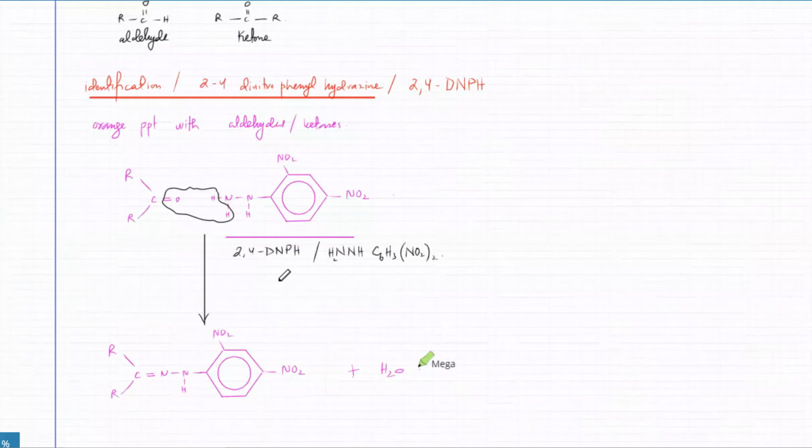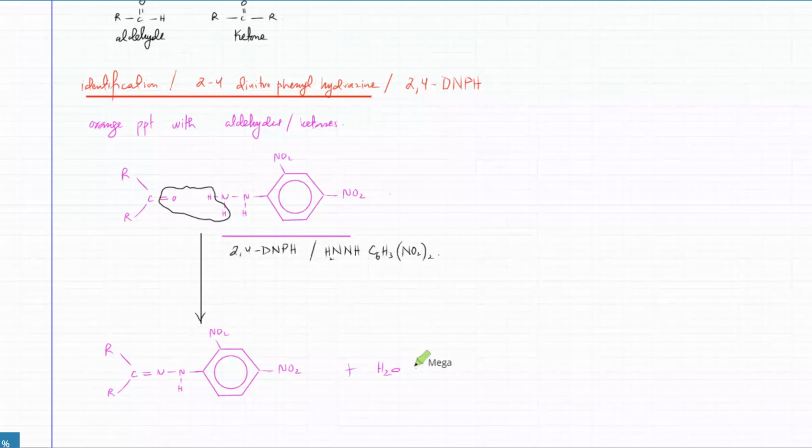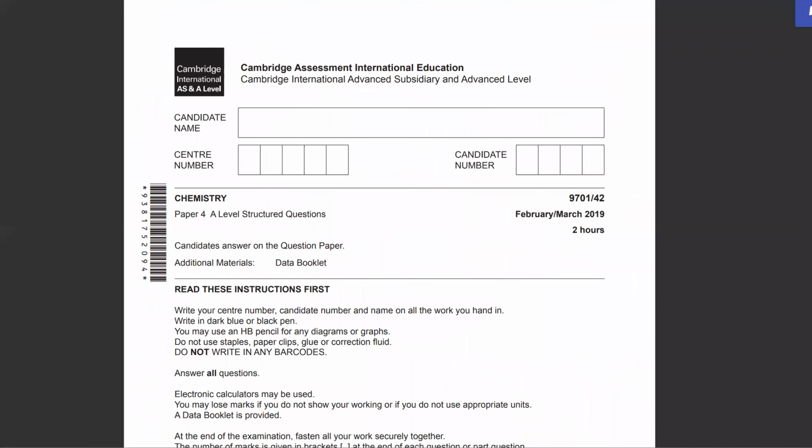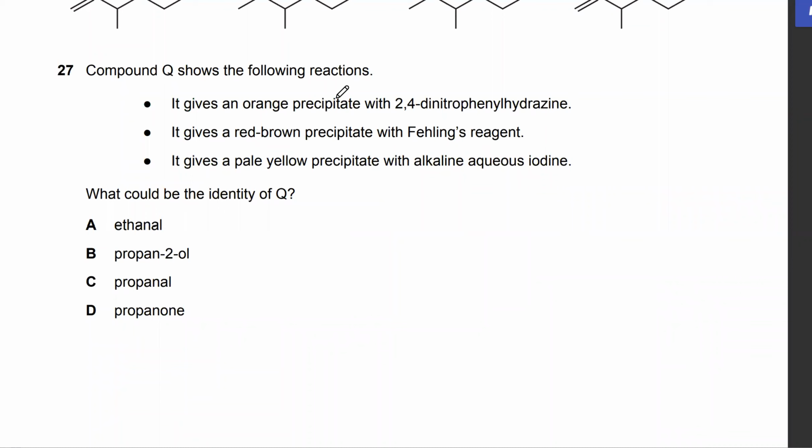Anyways, the question is about the first part of the question. Go back to the question. Where's the question? The first part, it gives an orange precipitate with 2,4-DNPH. What does this tell us? It tells us that this thing is either an aldehyde or a ketone. Is that clear? Yes. And the second part is it gives a red-brown precipitate with Fehling's reagent.